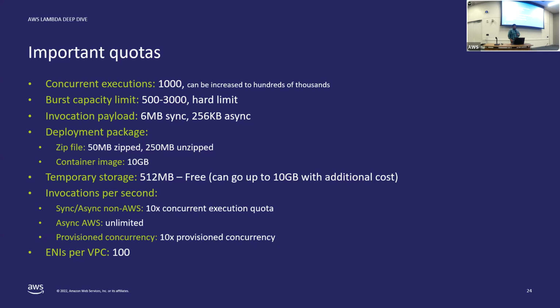Best practices here, again, concurrent executions are based on regions. You also get a burst capacity, which is a hard limit. Important to note that if you are integrating with API Gateway, you get a 6 MB limit for synchronous calls and 250 KB for async calls. The deployment package size, the good thing is you can have a container image up to 10 gigs.